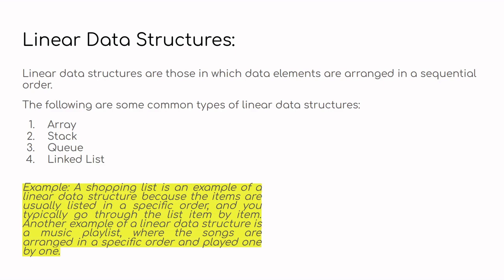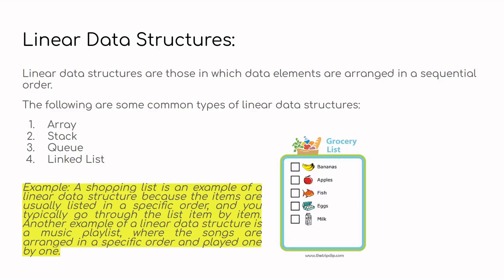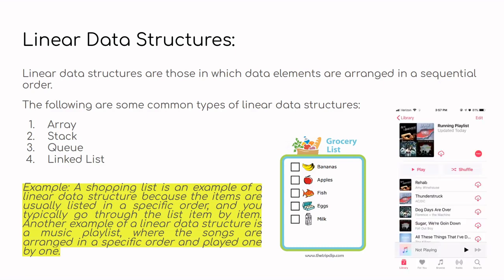To understand linear data structures, let's take an example of a shopping list, where items are arranged one by one. Another example of a linear data structure is a music playlist, where songs are arranged in a specific order and played one by one.